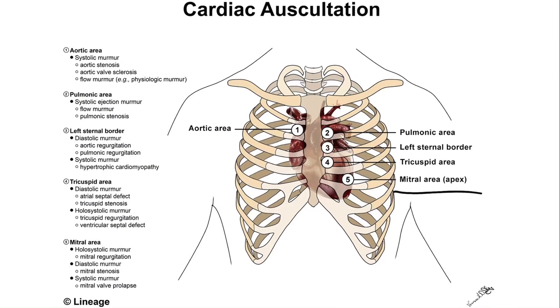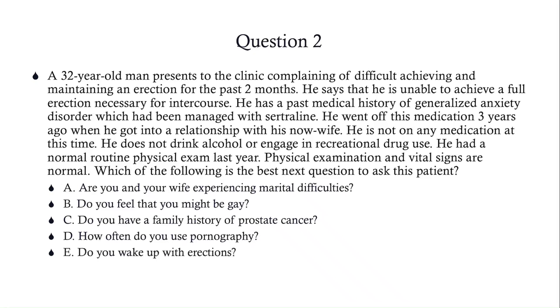Really important to know that the mitral area is at the apex, because if they tell you there's a murmur at the apex, then you know that there is something going on with the mitral valve, whether that be regurgitation, stenosis, or prolapse. Okay, question 2.